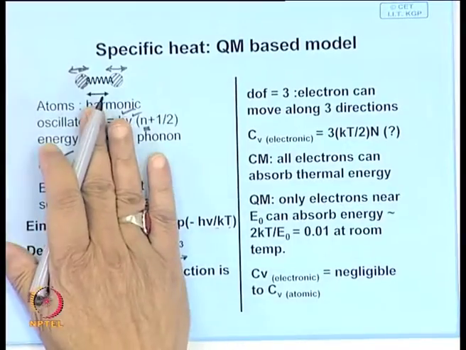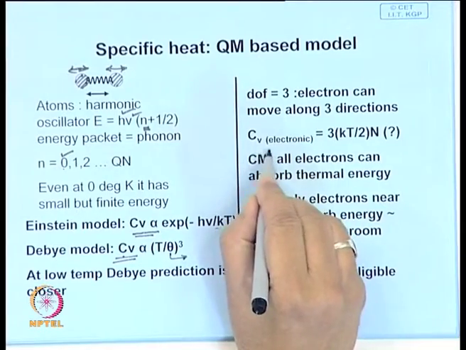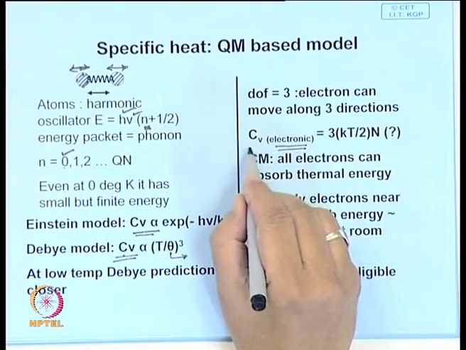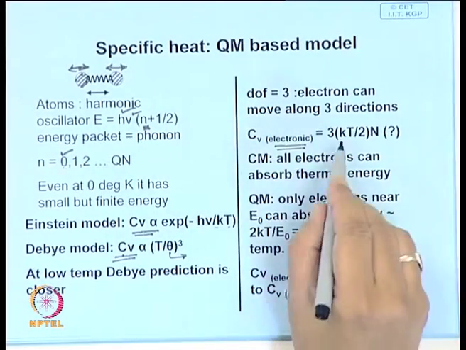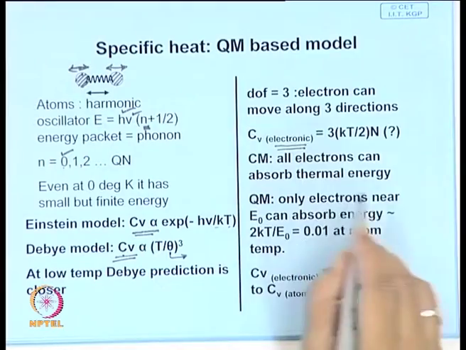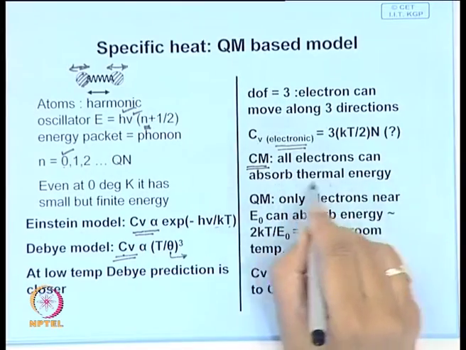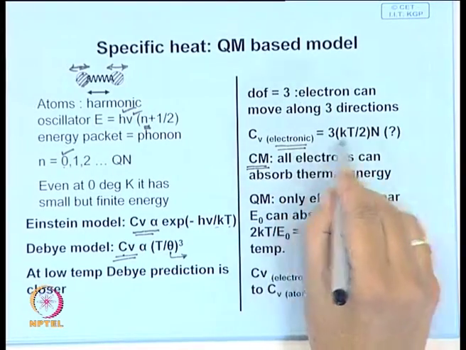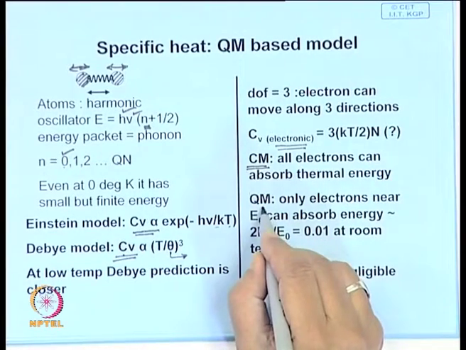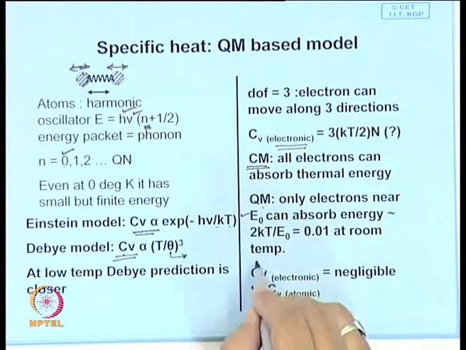If we apply this to free electrons, that means to find out the contribution of free electrons in an atom to the specific heat, and you go through this calculation which was explained in the last class, you will find that if you follow classical mechanics, that means all electrons can absorb thermal energy, then that electronic contribution comes out to be very large. But if you apply quantum mechanics, only the electrons near the Fermi energy can absorb energy.